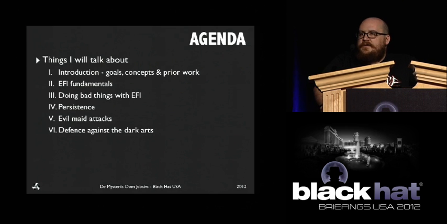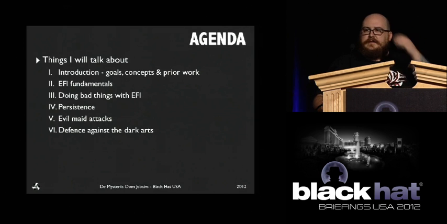A bit of info on EFI fundamentals, how it all fits together, and what components there are that we can mess with. Then doing some bad stuff with EFI, what kind of things we can actually do from within EFI and attacking the kernel. A few things about persistence, how we actually persist a rootkit in EFI on a Mac. Then a few evil maid attack scenarios that we can carry out with EFI, and then a few defensive measures that we can use to mitigate this type of attack.